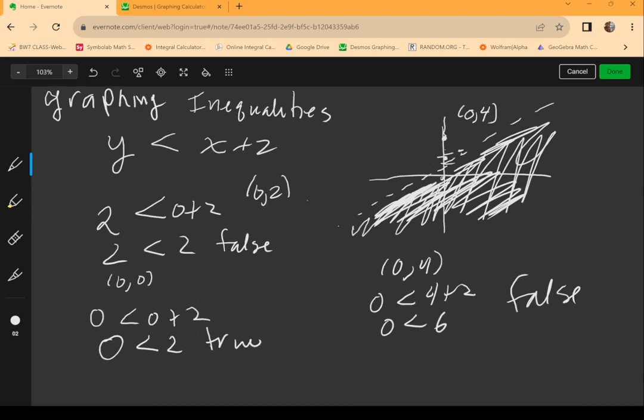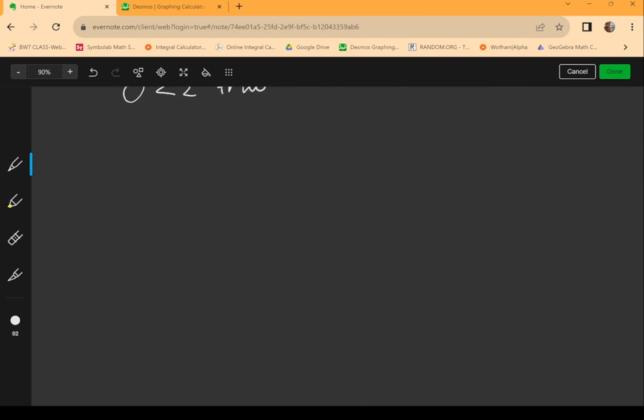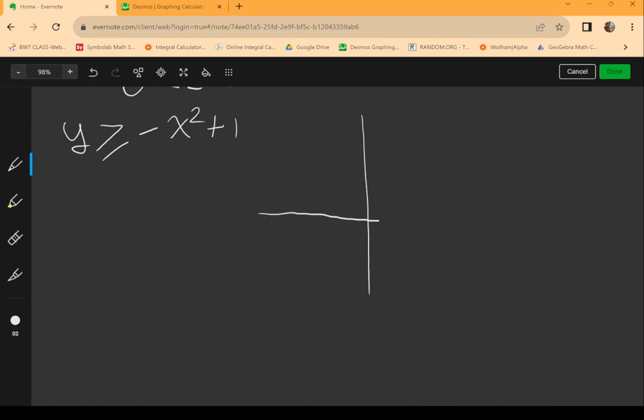Now let's take a look at how about graphing y greater than or equal to negative x squared plus 1. So in this case, we have a parabola that crosses the y-axis at 1, and it is opening downwards.